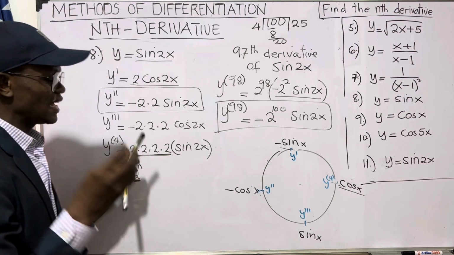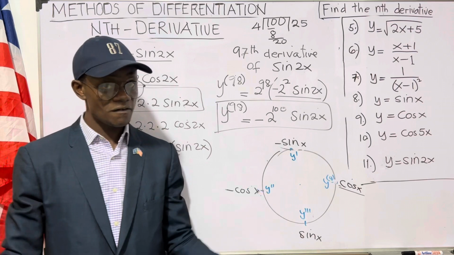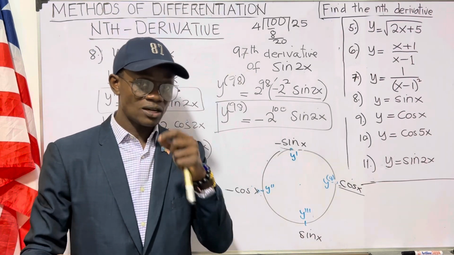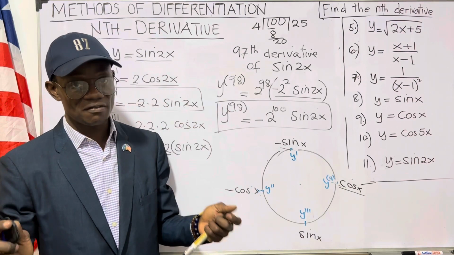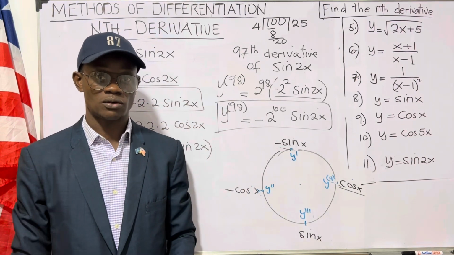So this is how we find the nth derivative of trigonometric functions. Very, very easy. If you want to find the nth derivative of sine or cosine function, it is very, very easy. Just follow the pattern and you will find whatever derivative you are looking for.